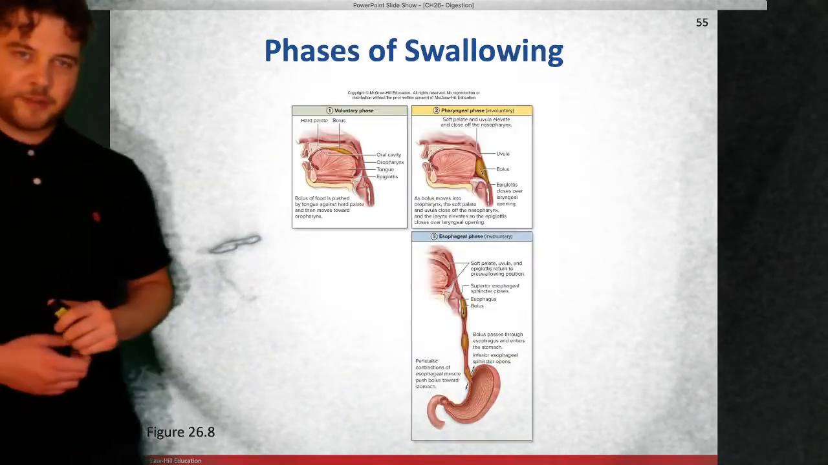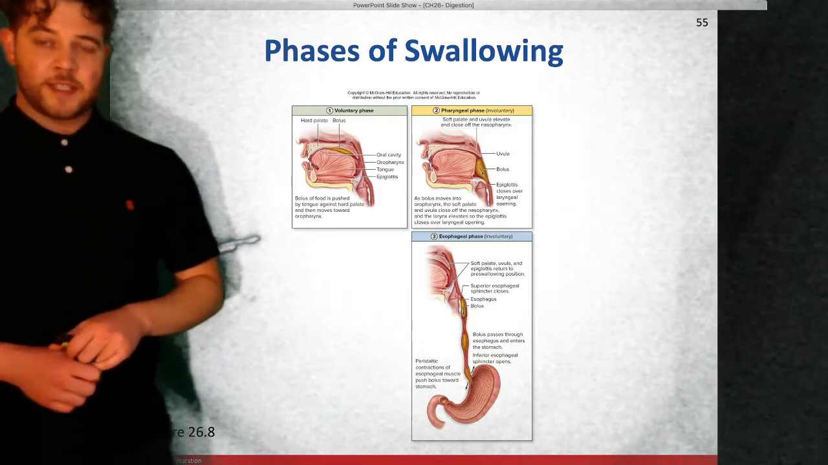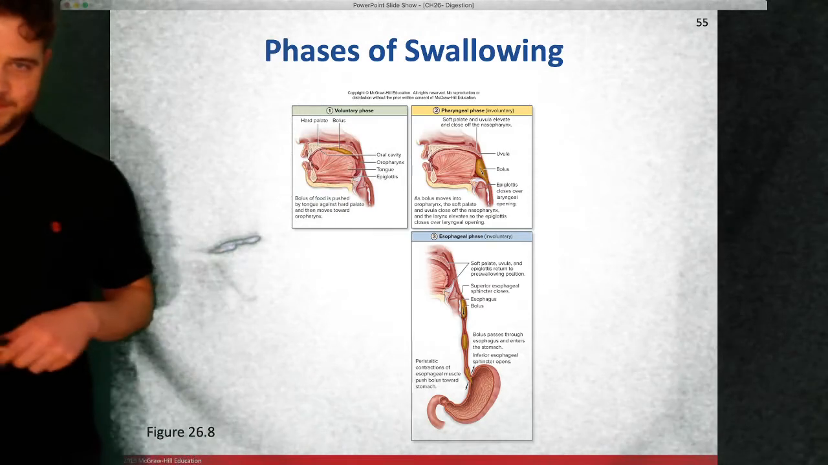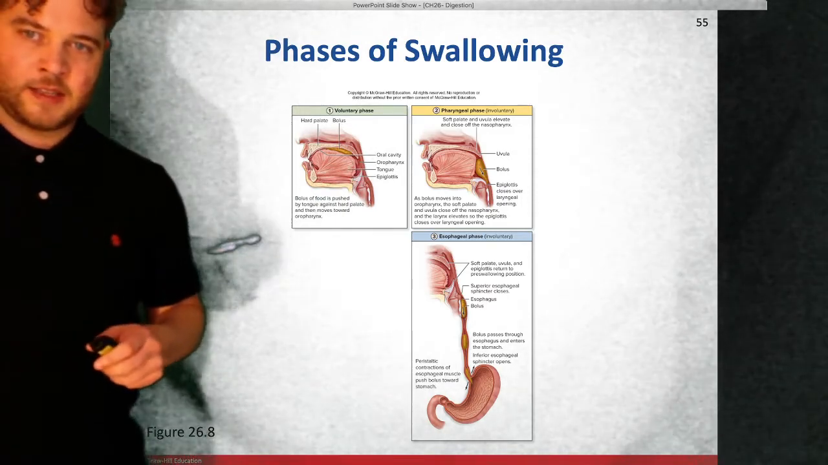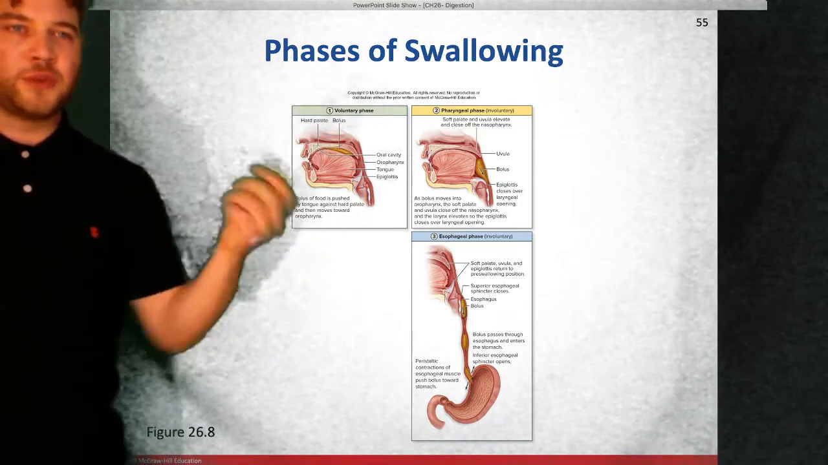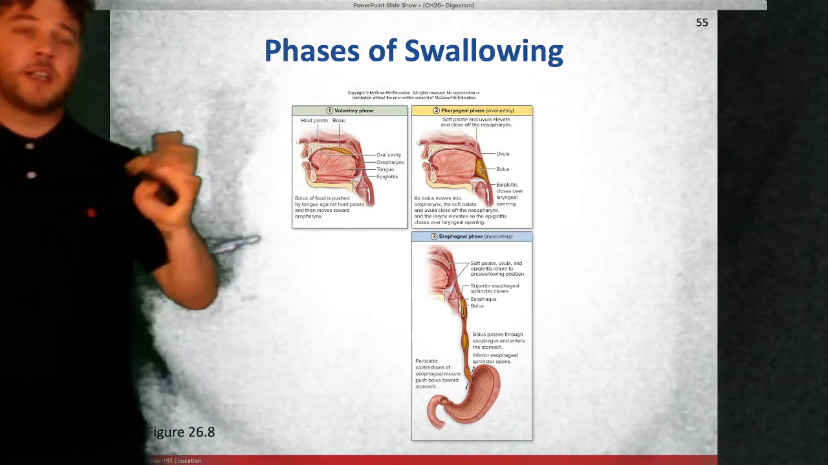This is a great little image. You should know all these phases, definitely knowing which ones are voluntary and involuntary. And I'm trying to think if there's anything else. Just kind of the regulation with the medulla, especially regulating breath with swallowing.